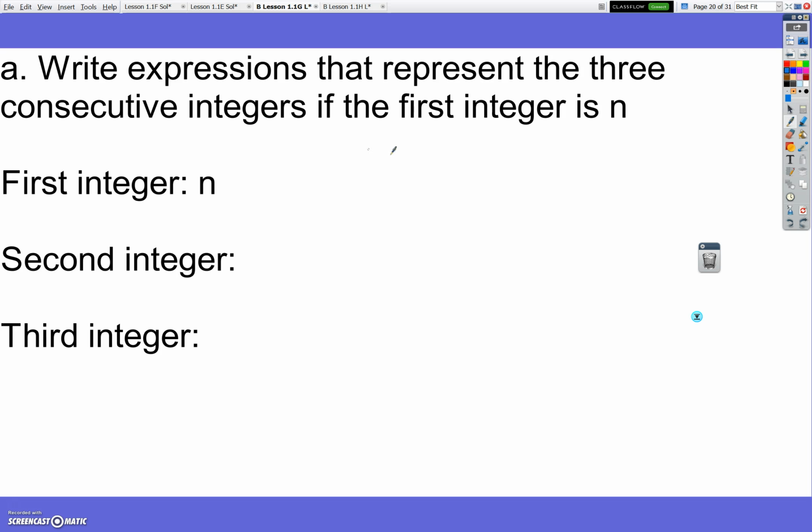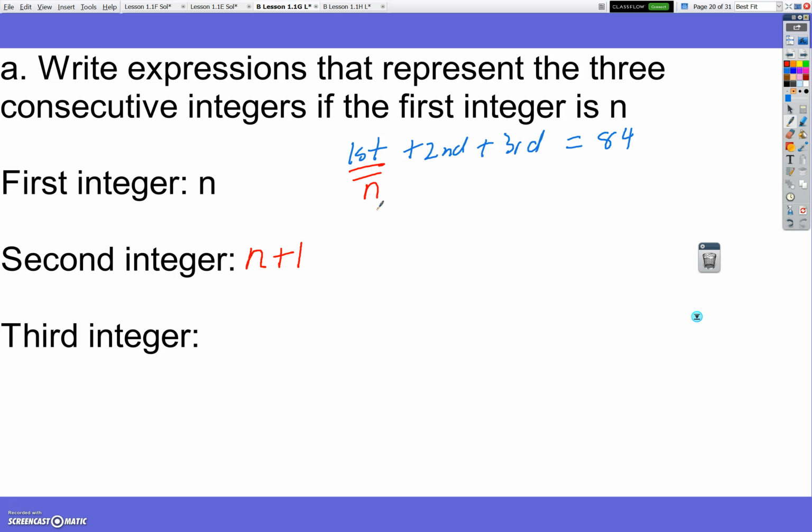What it's saying is we have 3 numbers: a first number, a second number, and a third number. When I add them all together, I'm going to get 84. I don't know what the first integer is, so we put the variable n right here. That's why it says the first integer n. Now we need to identify the second integer. We don't want a different variable. We want the same variable, n, but the second integer is going to be 1 greater than the first integer.